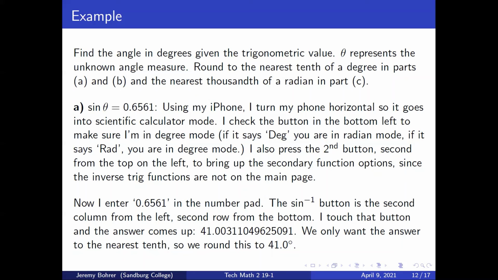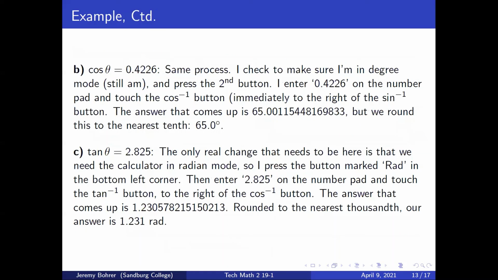Cosine theta equals 0.4226. Same process. I check to make sure I'm in degree mode, still am, and press the second button. I enter 0.4226 on the number pad and touch the cosine inverse button, immediately to the right of the sine inverse button. The answer that comes up is 65.00115448169833, but we round this to the nearest 10th, 65.0 degrees.